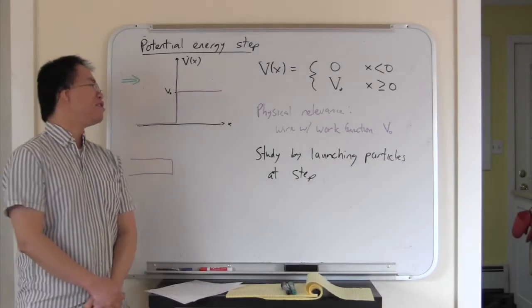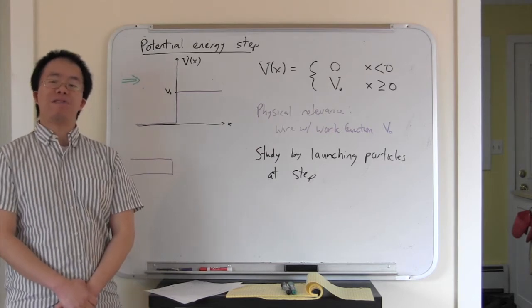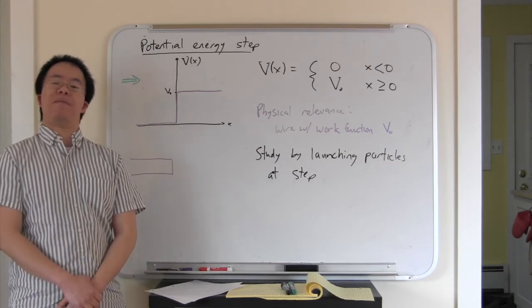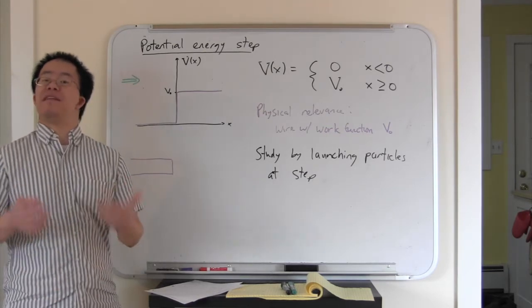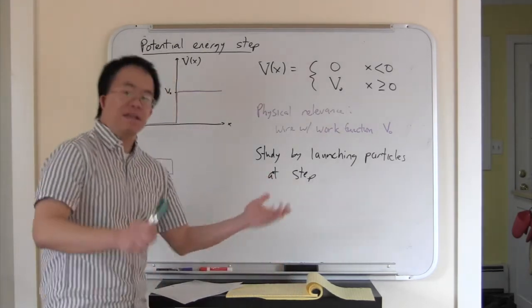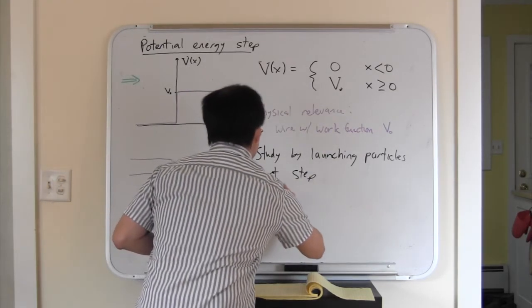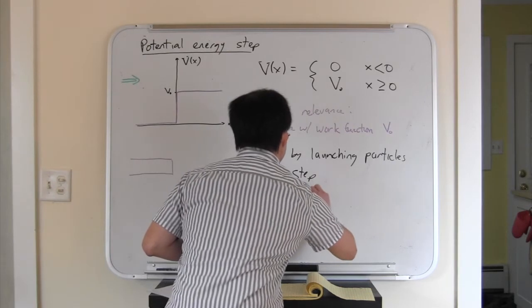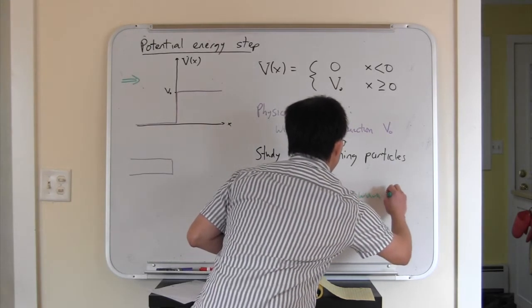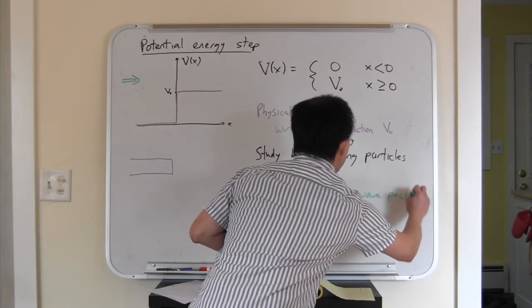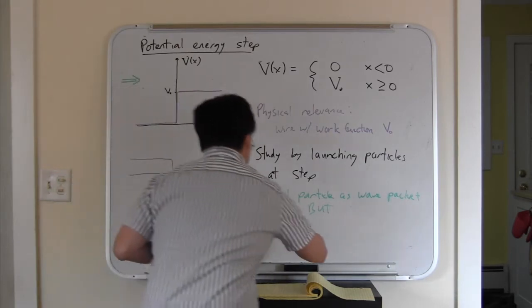So wave packets, as we know, can represent particles, but they're also hard to work with mathematically because a wave packet is a superposition of many plane waves, or an infinite number of plane waves, rather. So we can model a particle as a wave packet, but a wave packet's hard to deal with.